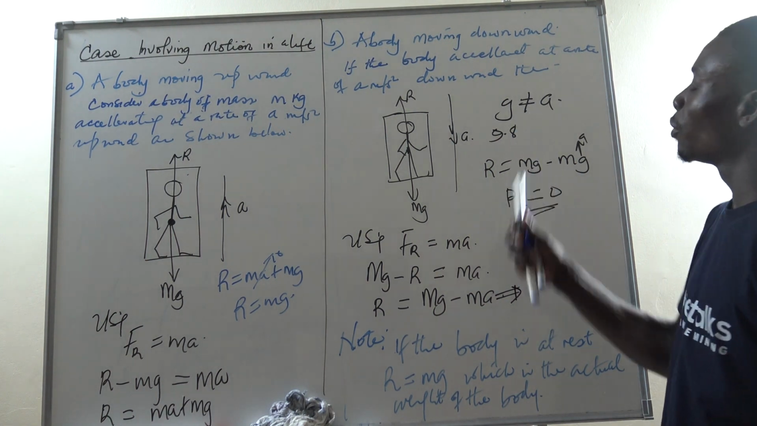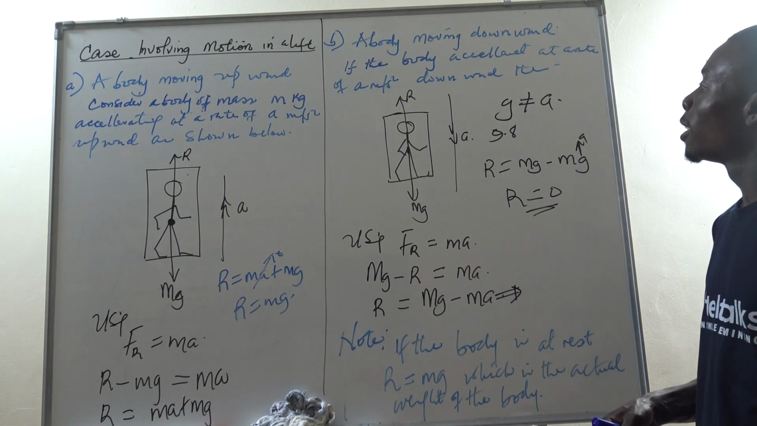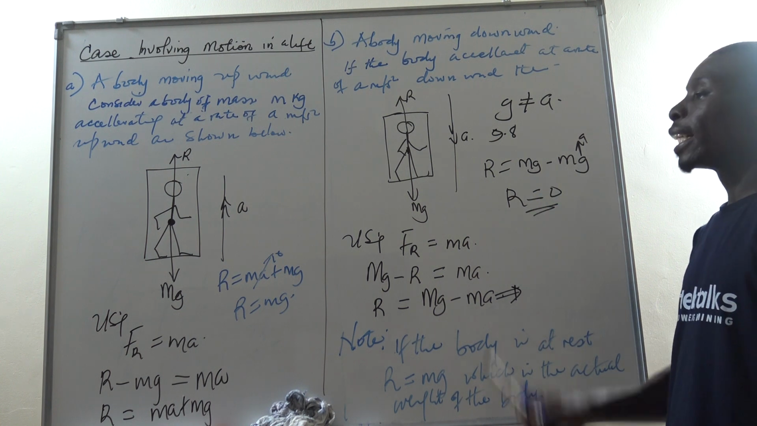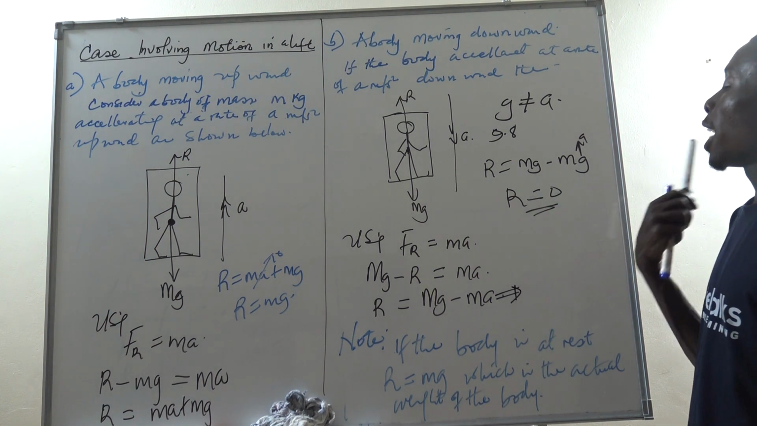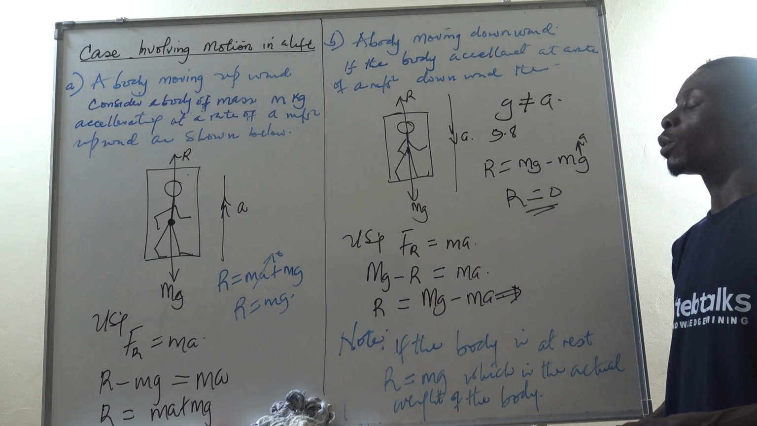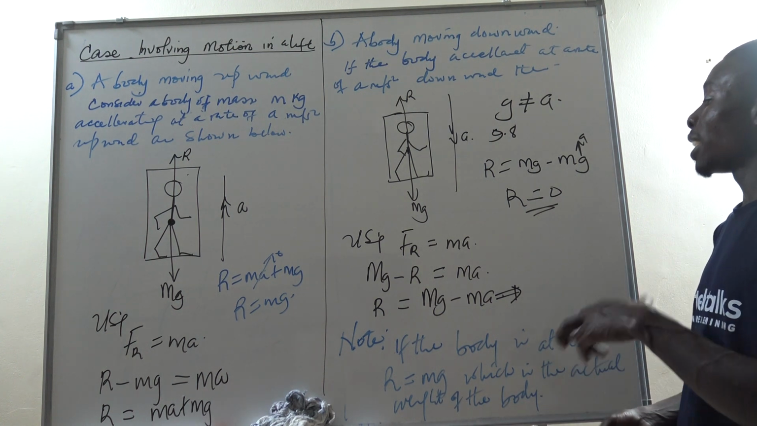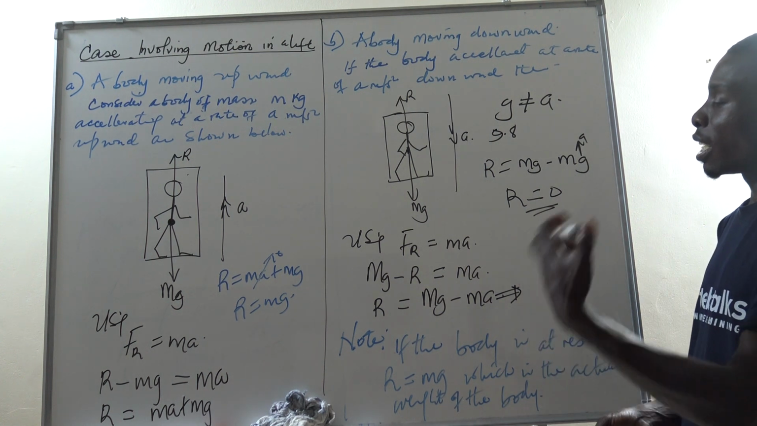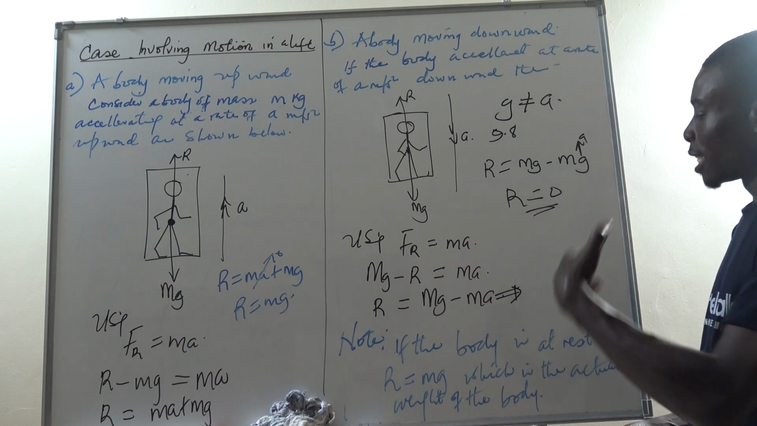So for the design of lift, it is always encouraged that a should be less than g, or should not reach g. Otherwise, the body will experience what we're calling weightlessness, or a scenario where the body exerts no reaction to the support that is supporting it.